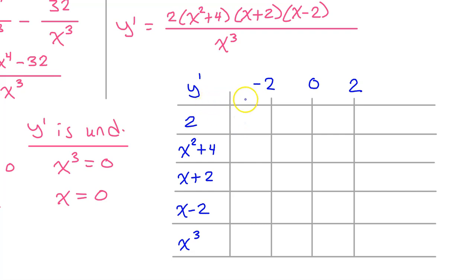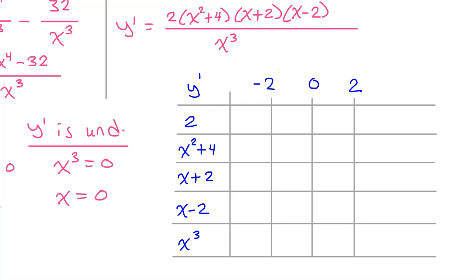Set up your sign chart like this, with your critical values in order from least to greatest across the top, and a row for each factor. Make sure you have labeled your sign chart as y prime. I factored this out because I find it easier to follow what's going on in the sign chart if I have a row for each small part of y prime, but it's up to you how many rows you really want to make. We need to decide whether these factors are positive or negative in each interval.